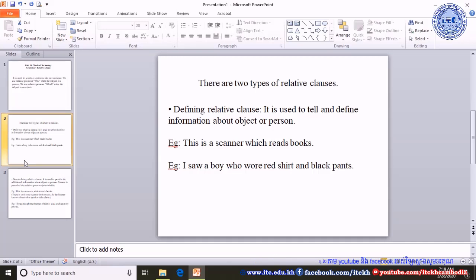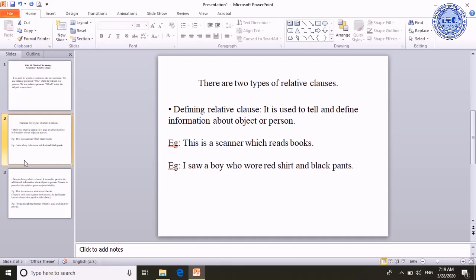Move on to another example. I saw a boy who wore red shirt and black pants. So in this example, the speaker mentioned a boy who wore red shirt and black pants, so the listener will notice and identify that boy because there are several boys in that area. Without adding information at the back, the listener will not know clearly which boy it is.